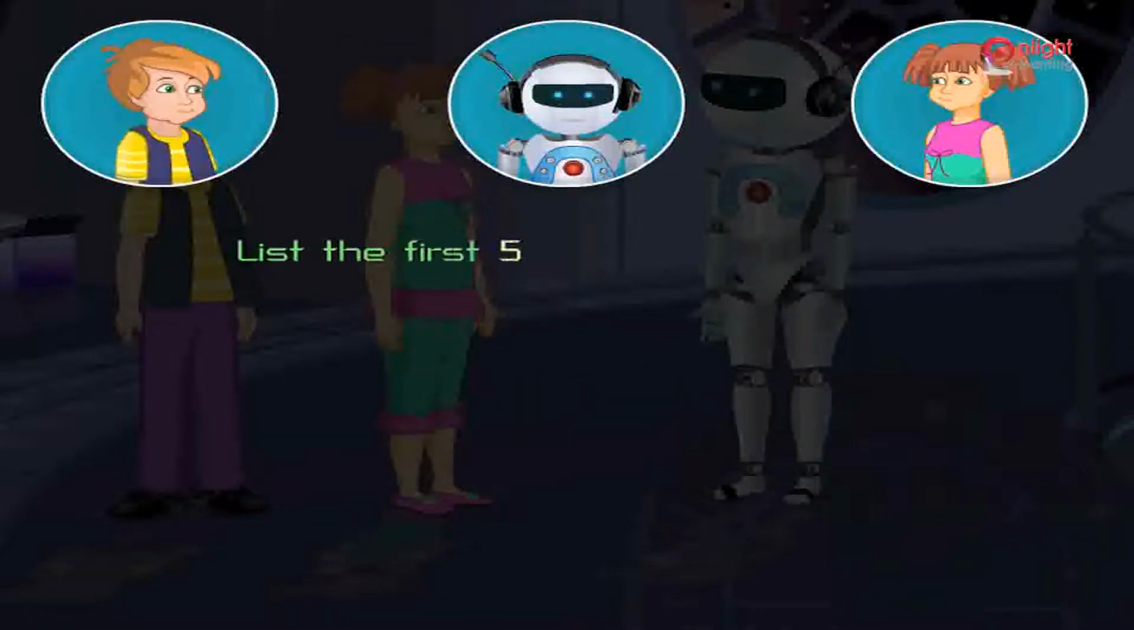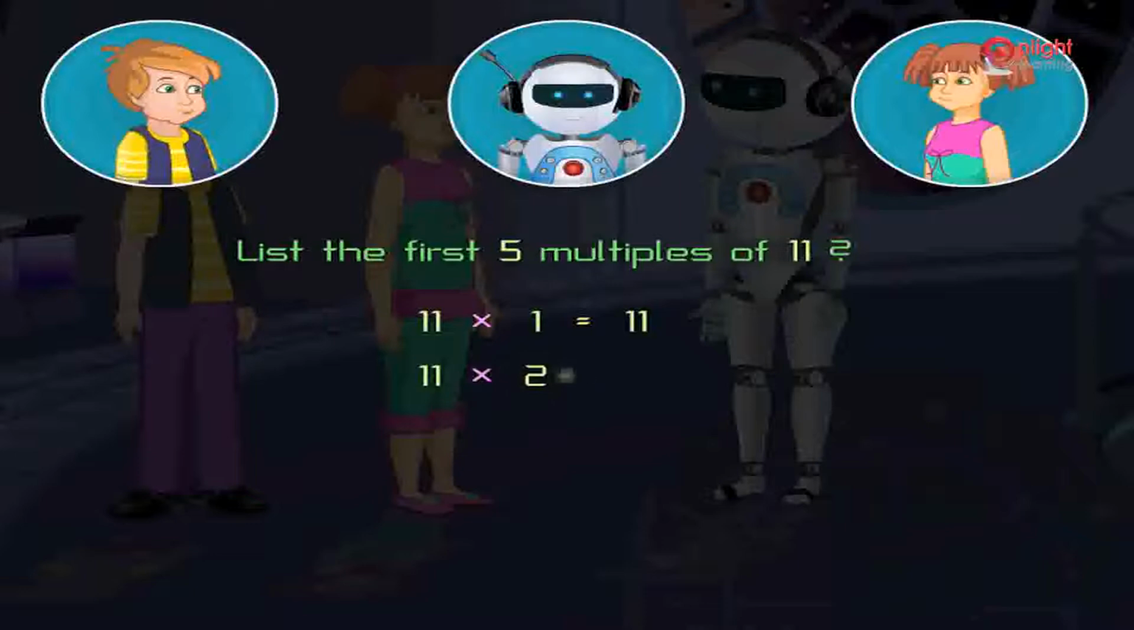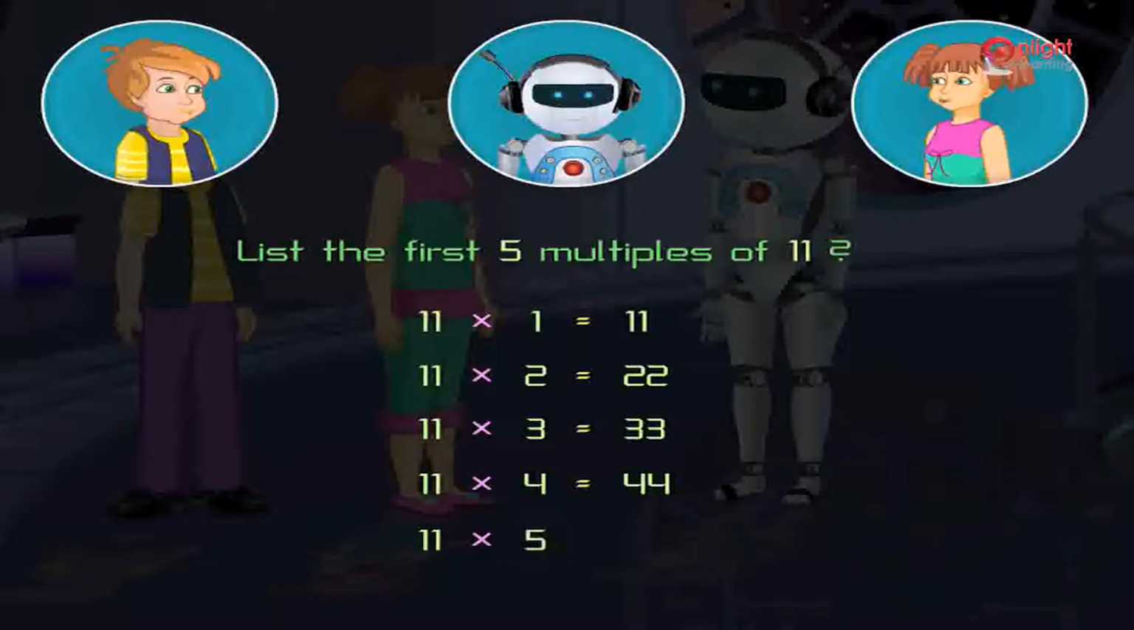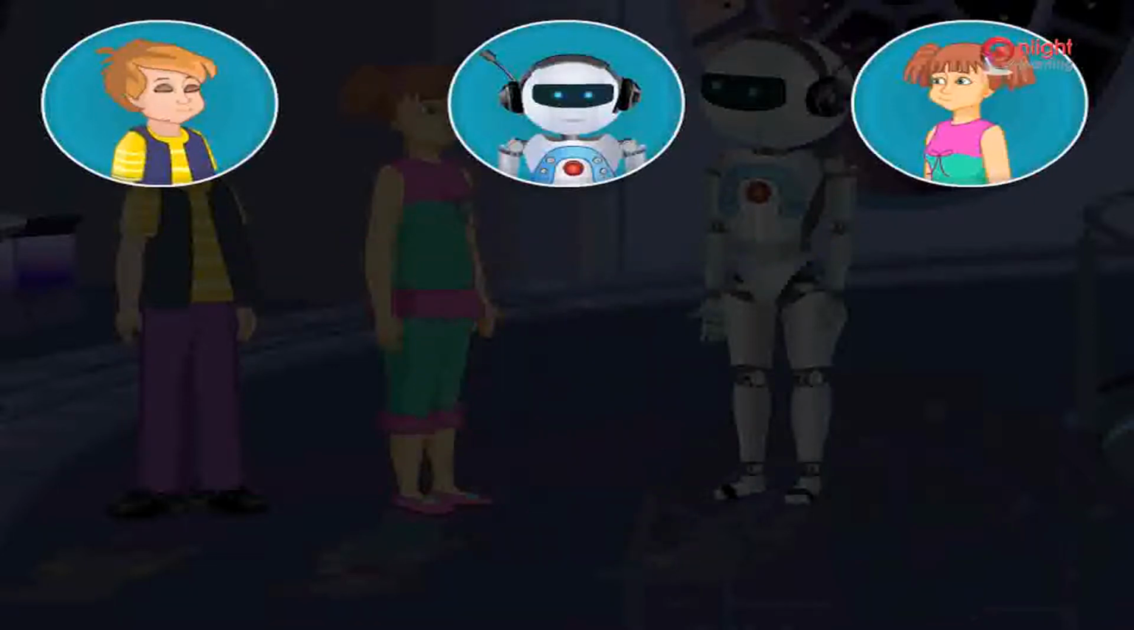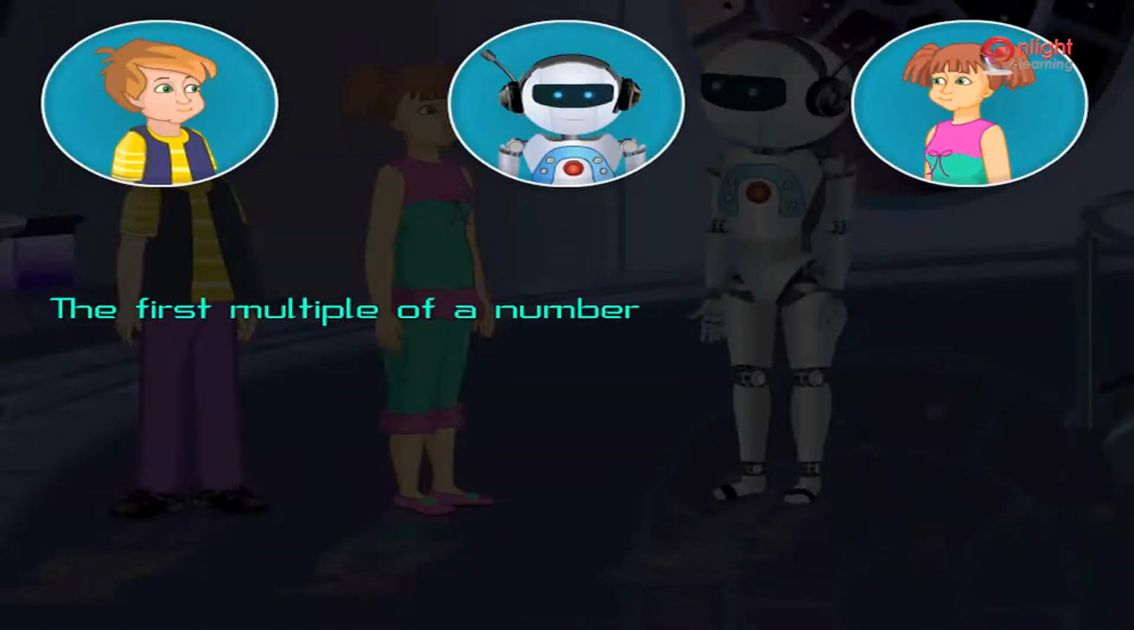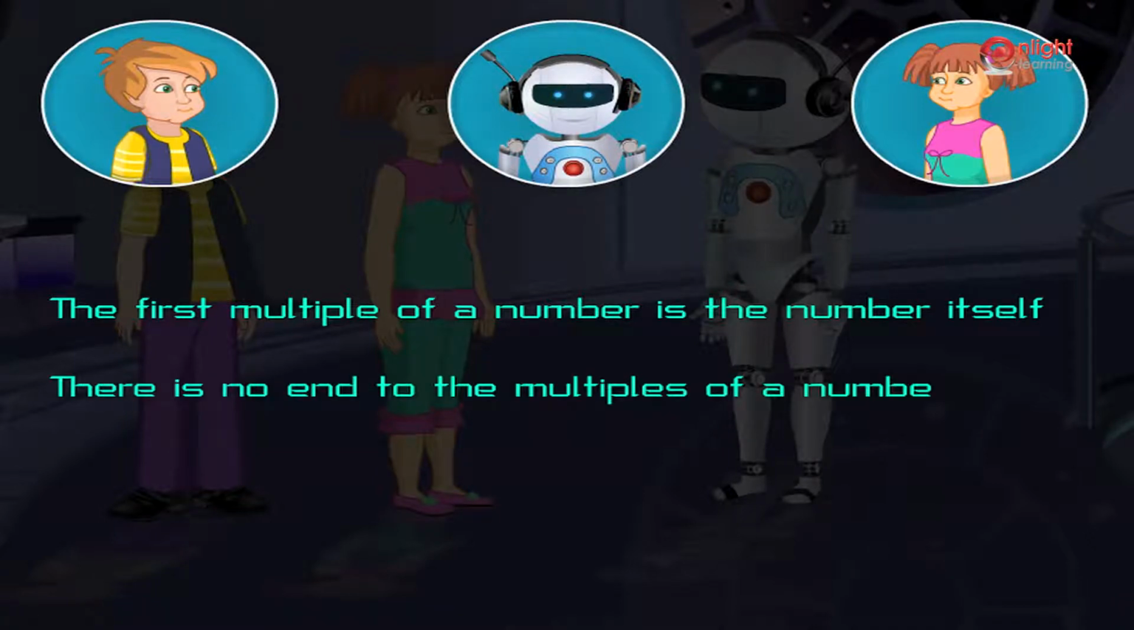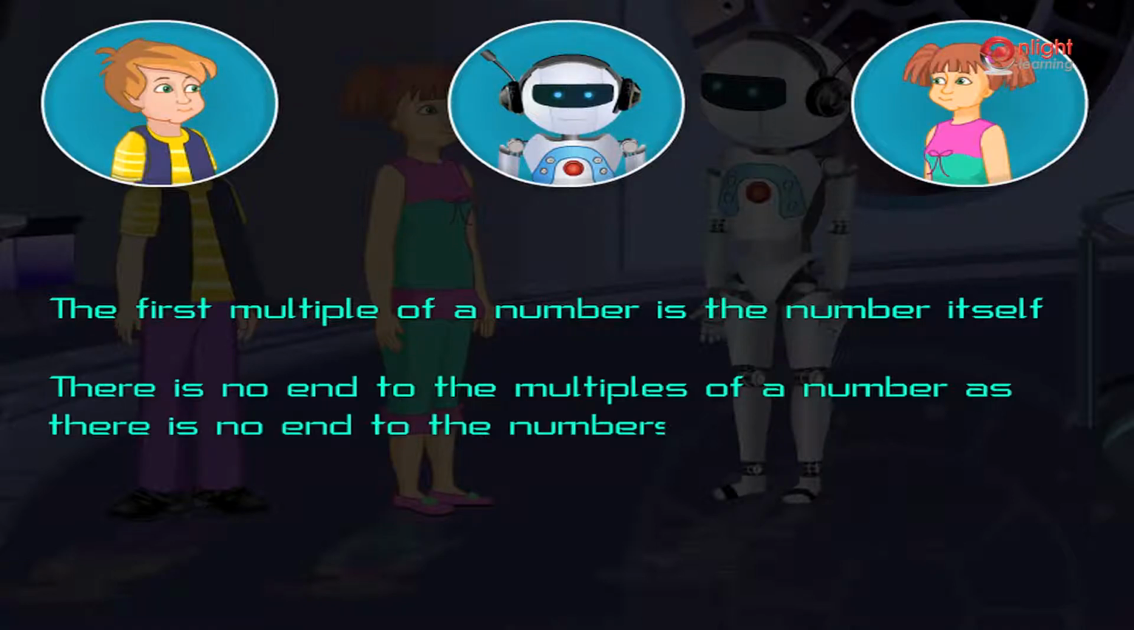List the first 5 multiples of 11. The first 5 multiples of 11 are 11 multiplied by 1 is equal to 11. 11 multiplied by 2 is equal to 22. 11 multiplied by 3 is equal to 33. 11 multiplied by 4 is equal to 44. And 11 multiplied by 5 is equal to 55. Excellent! You also know that the first multiple of a number is the number itself, and there's no end to the multiples of a number as there is no end to the numbers.